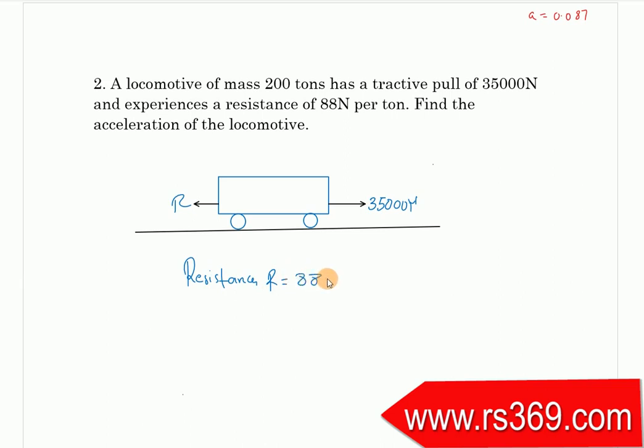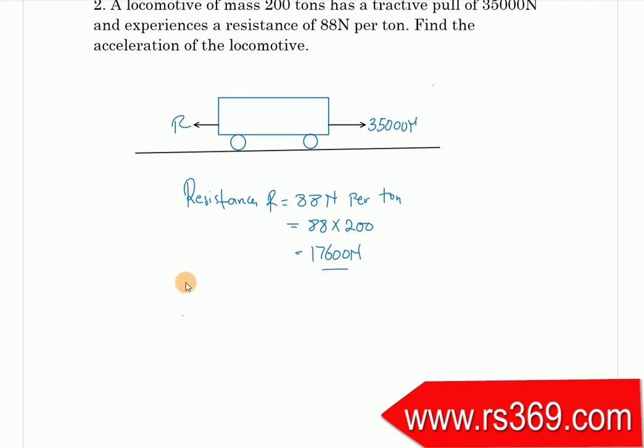R is equal to 88 newtons per ton, and this means 88 times 200, and that's what you get there. That is the resistance. Now if this body is supposed to accelerate, you have this force. Of course this force is greater than the resistance, so there shall be a resultant force towards the right. So the resultant force, which we call F, is equal to 35,000 minus 17,600. This is going to get us 17,400 newtons. That is F, the resultant force.